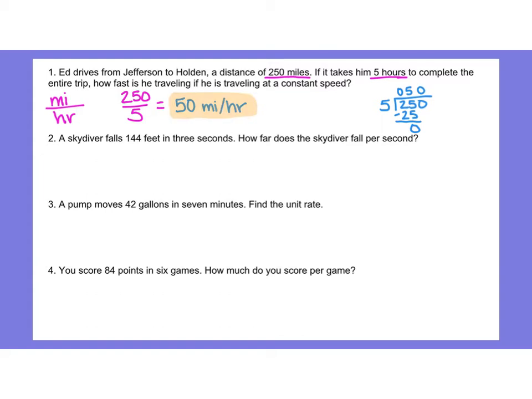Our second question says, a skydiver falls 144 feet in 3 seconds. How far does the skydiver fall per second? So if we are going to use our unit of time in our denominator, it would be feet per second. So the skydiver falls 144 feet in 3 seconds. If we divide the two numbers, we would figure out how many feet the skydiver falls in just 1 second.